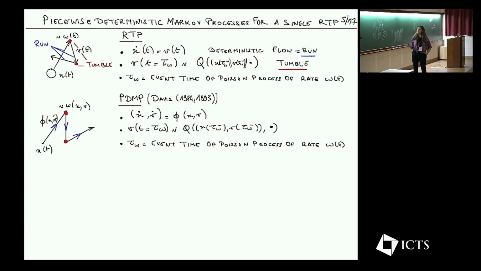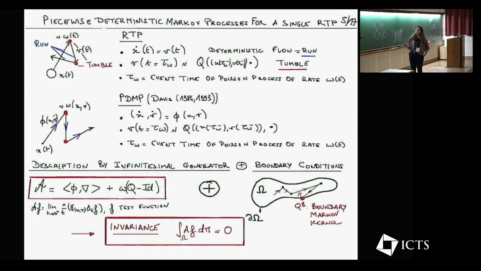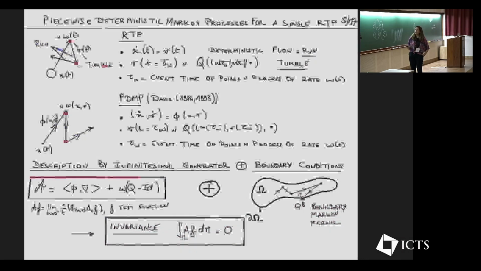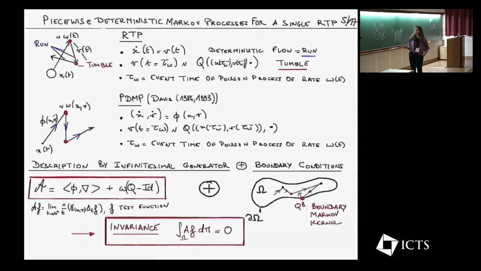The velocity here is resampled according to some Markov kernel at some event times that follow a Poisson process of rate omega. But the nice thing is that, based on this mathematical work, we know that the invariance of this type of process is completely constrained by the condition that the total variation you put on any test function f must be 0 in the steady state. Here A is called the generator, and it is the infinitesimal change you do to any test function. And so what change do you have?